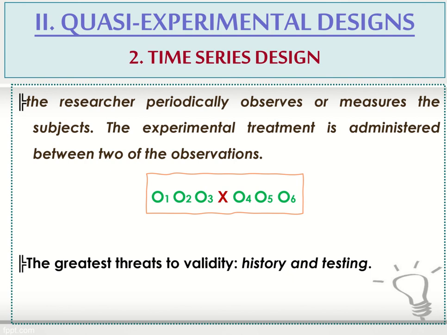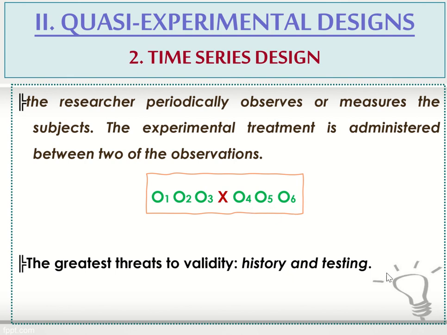So example dito, a researcher might assess the pain levels of a group of clients with low back pain. After 3 weeks of pain assessment, so that is observation 1, observation 2, observation 3. So O sub 1, O sub 2, O sub 3, kasi 3 weeks of pain assessment, right? So subjects could be taught a special exercise to alleviate low back pain. So that is our intervention or treatment. And then during the next 3 weeks, pain levels would again be measured. And that would be O sub 4, O sub 5, O sub 6.